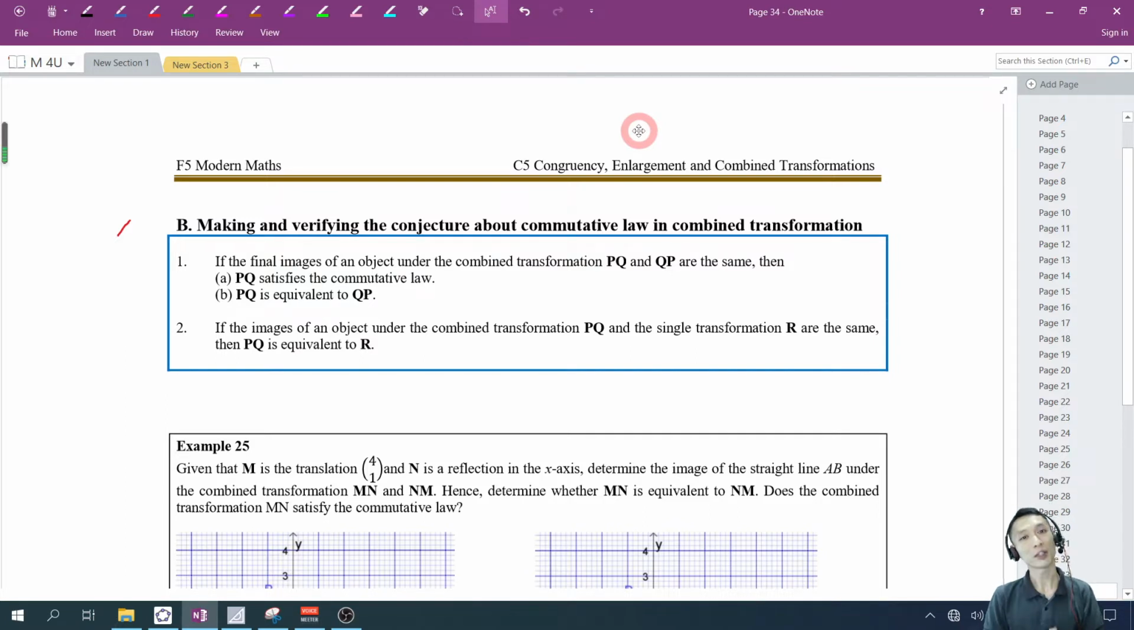Sometimes in the exam, it will give you a combined transformation PQ, for example, and it asks you to determine a single transformation which is equivalent to PQ. What does this mean? It means that we're going to determine a single transformation which is going to produce the same image as the PQ does. Now let's look at this example.